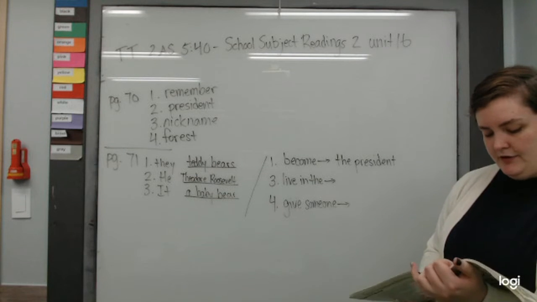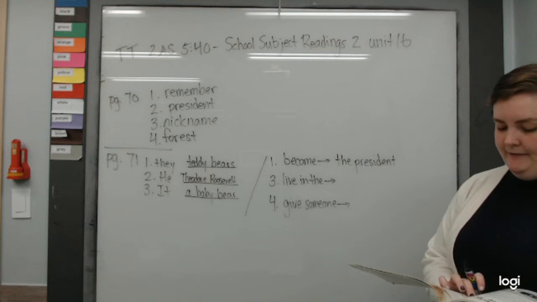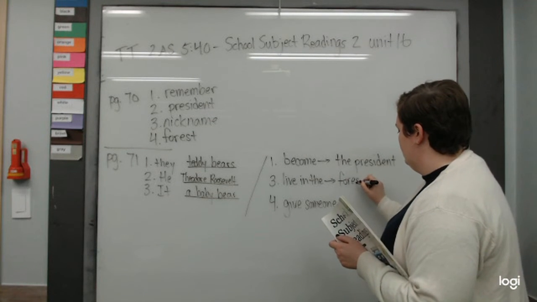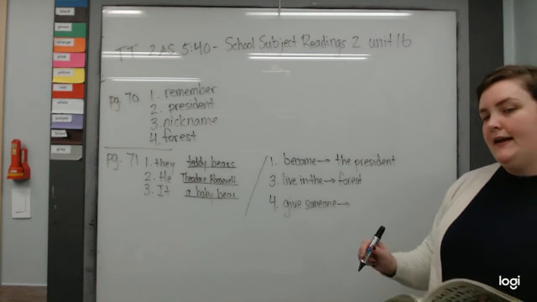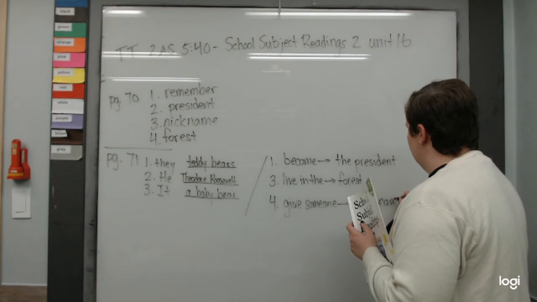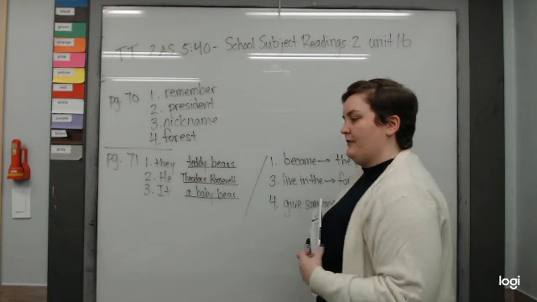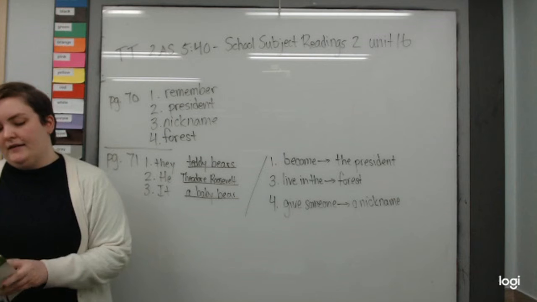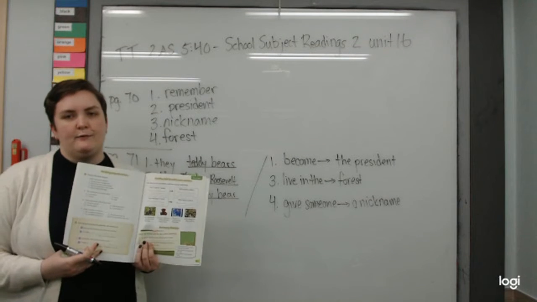And then number two, they tell you, remember to brush your teeth. Number three, you can live in the forest. And four, you give someone a nickname. When you make a new name for someone, like if you start to call your friend Flower, you just give them a nickname. Okay, now you can do page 72 and 73 and we will take it up together.